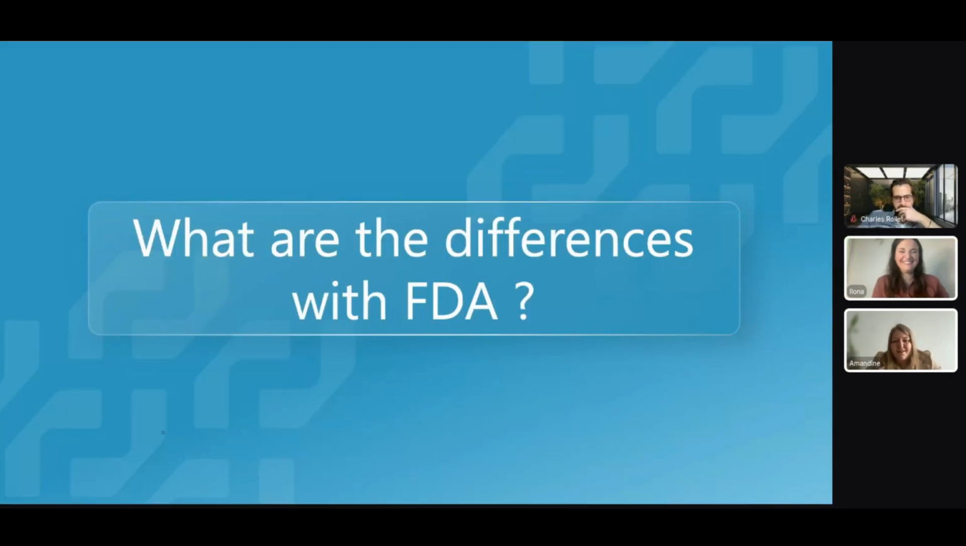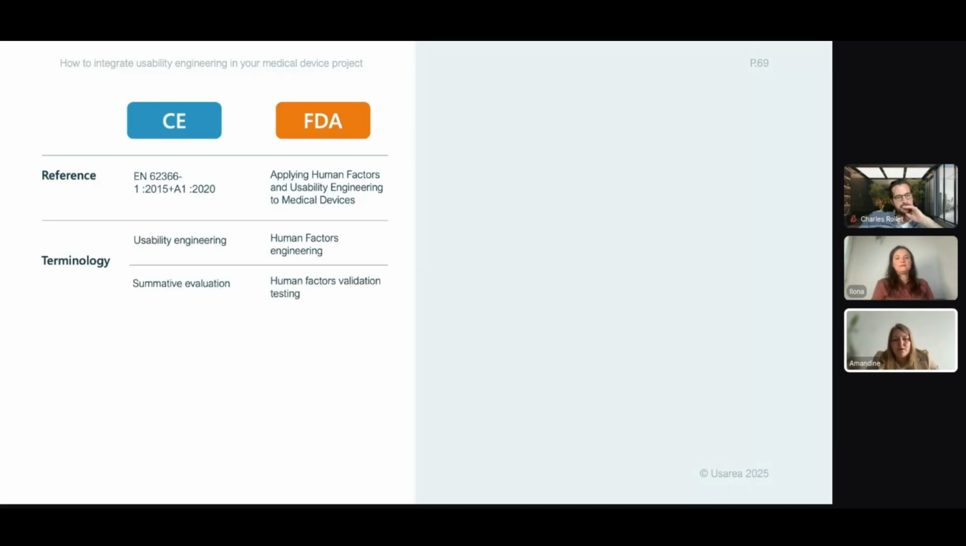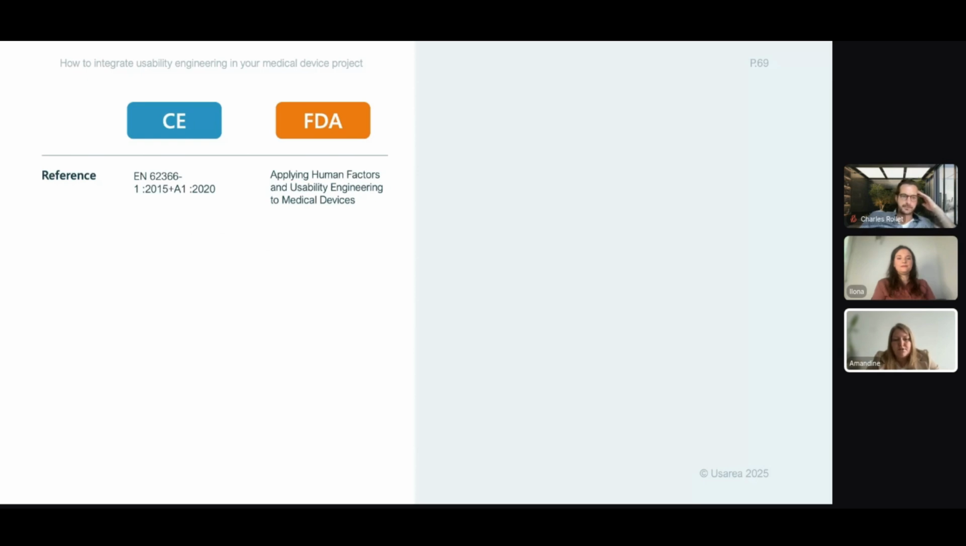Yes, thank you. And before going to the conclusion, a few words about the differences between the CE process and the FDA process for usability engineering. So for references, for CE marking, it's the 62366 standard, while for the FDA, it's the guidance Applying Human Factors and Usability Engineering to Medical Devices. But the FDA recognized the 62366. So both are applicable, but for FDA, you really have to follow their guidance while also applying the 62366.